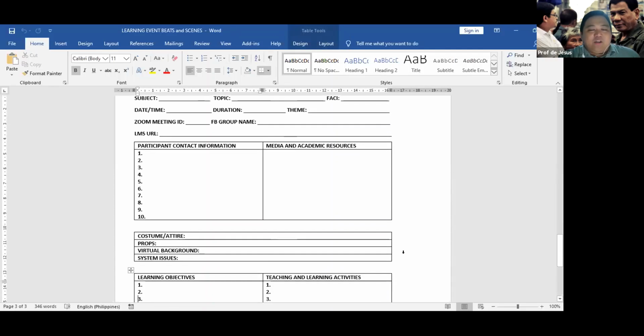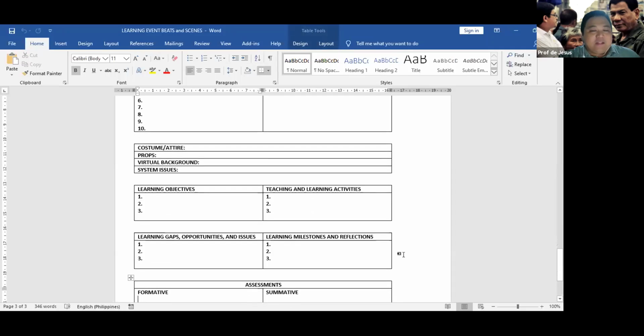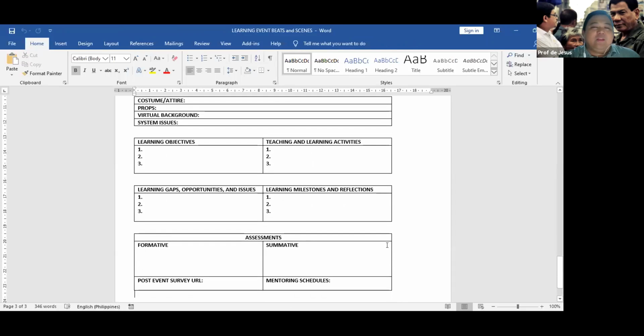Are there any system issues? What are your learning objectives? Of course, we didn't really cover learning objectives and activities because this is again reserved for another session.